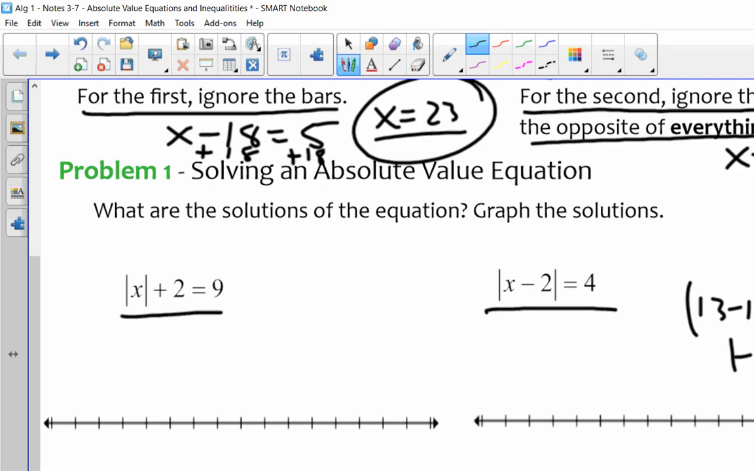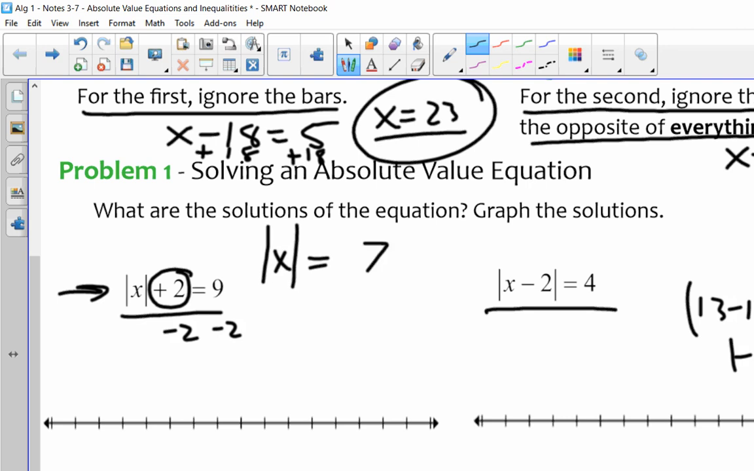Okay? And know that I'm going to get two answers, because I have to rewrite them twice. But first question is, and we'll start with this one right here, is it isolated? It's not. There's a 2 over here with it. Okay, so what I have to do is move it. So I'm going to subtract 2 from both sides, and I'm going to get the absolute value of x equals 7.